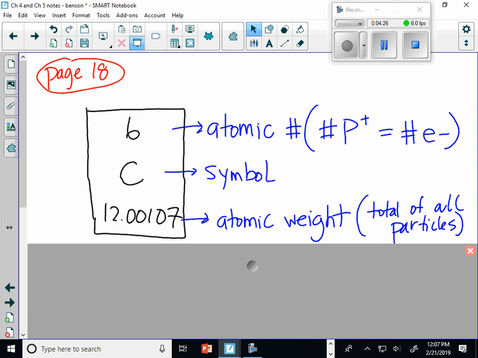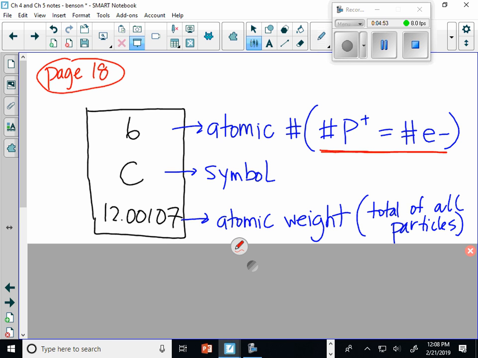And hopefully you can see that all I did is I took carbon. If you look at that on your periodic chart, I copied that square down, and you can see that I have a 6, I have a C for the symbol, and I have its atomic weight. So the atomic number, the top number, where we said it identifies, has equal number of protons plus electrons. And this is going to be true for all neutral atoms.